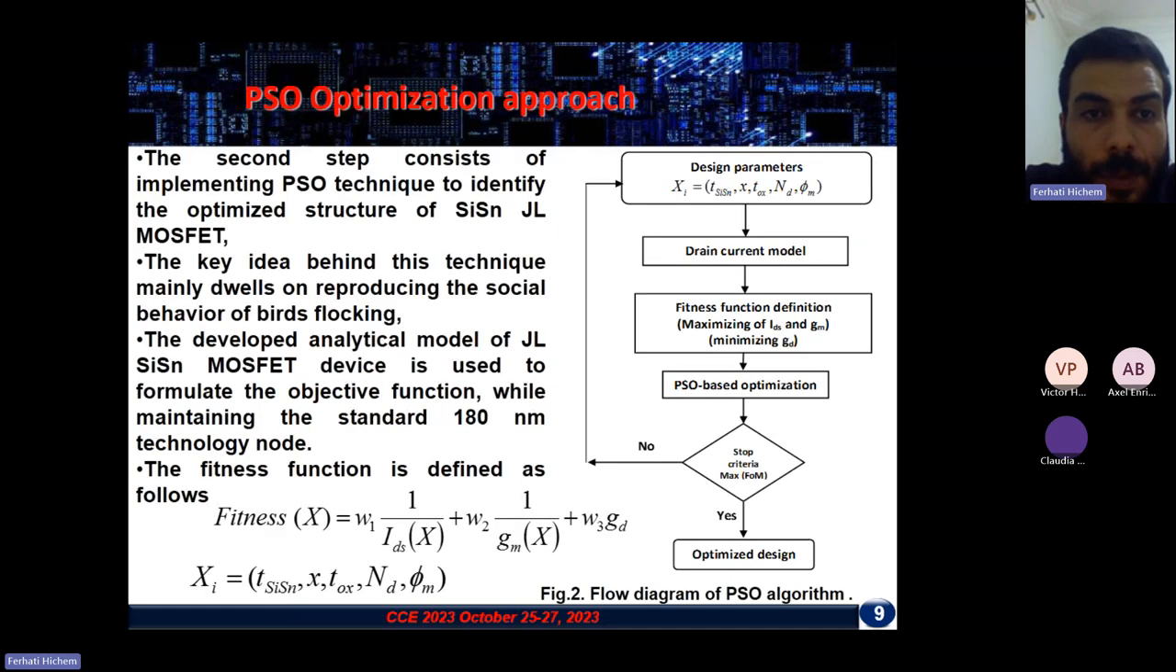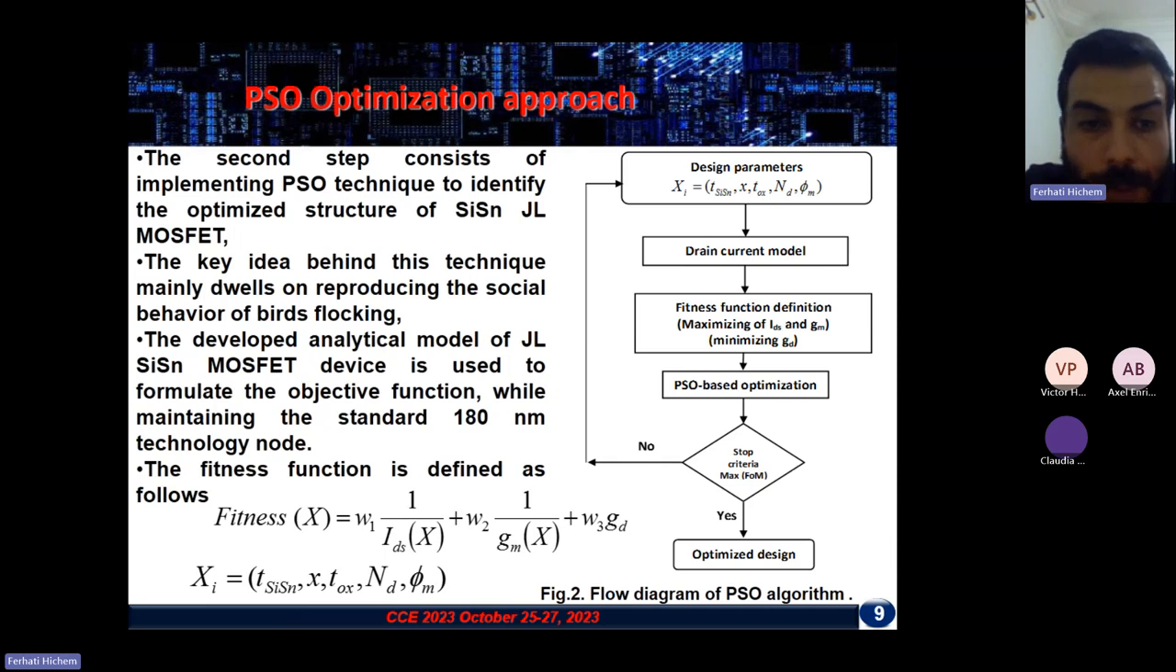So the particle swarm optimization approach is used to optimize the device performance while keeping the device geometry at the 118 nanometers technology node. To do so, we can see the flow chart diagram of the particle swarm algorithm used to enhance the device performance. So the second step consists of implementing the particle swarm optimization technique to identify the optimized structure. The key idea behind this technique mainly dwells on reproducing the social behavior of birds flocking.